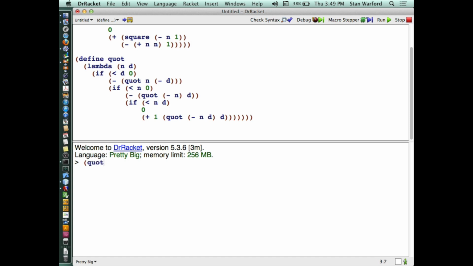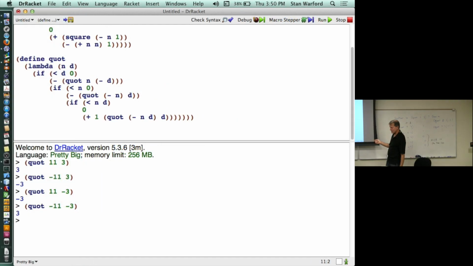Quote 11:3. Quote negative 11:3. Quote 11 negative 3. Quote negative 11, oops, negative 11, negative 3. Positive. Now look how this thing, can you guys visualize what the execution path is for this? It's probably not a good thing to think about this in too much detail or your head will spin.